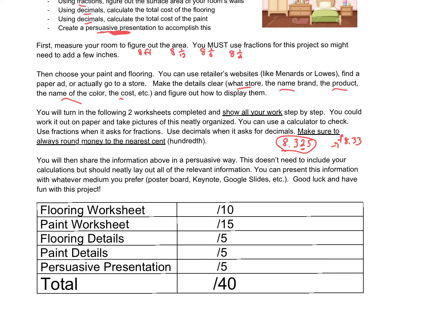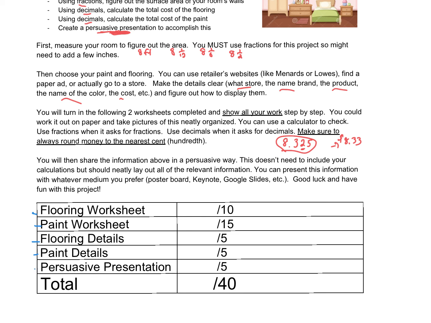So here is your rubric. The flooring worksheet with all your work is worth 10 points. Your paint worksheet with all your work is 15 points. The flooring details, what kind of flooring do you have? Did you do tile, vinyl plank, carpet, gymnastic mats, whatever? All the details that go with that. The paint details, where'd you buy the paint, what kind, all that stuff.